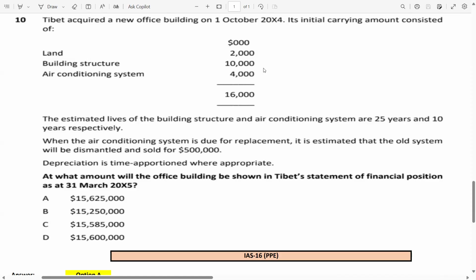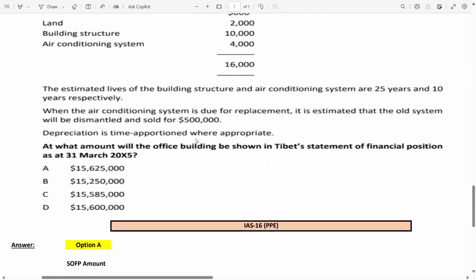Now, air conditioning system: 4,000 is the carrying amount. You will calculate the depreciation to arrive at the 31st March 2005 value. How to calculate the depreciation? It's so easy. Don't get confused with this 500, it's a residual value. 4,000 minus the residual value of 500, divided by life 10 years, multiplied by 6 divided by 12. You will get the depreciation for 6 months, which will be deducted from 4,000. You will get the carrying amount at 31st March.